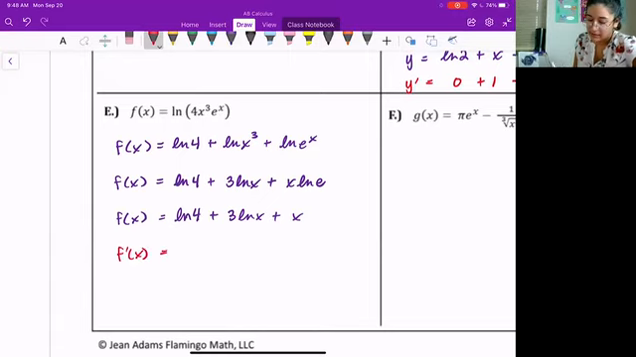Natural log of 4 is just a number, that's 0. 3 natural log of x would be 3 over x. And the derivative of x is 1. Nice.